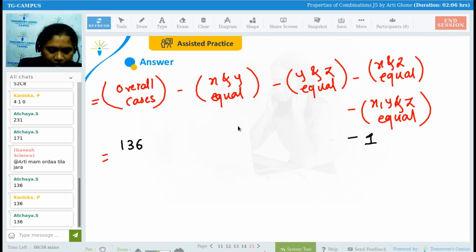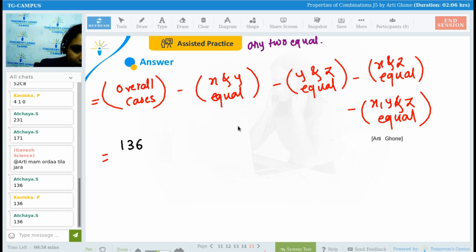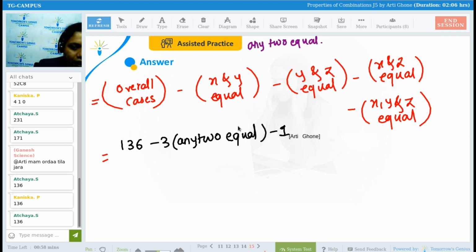Now, if I find any two are equal, see, I am just taking the opposite calculation, that any two are equal. So that will be applicable 3 times. Yes or no? So our changed pattern will be like this: 136 minus 3 times any two equal, minus 1. Getting or not? Clear? Whatever the count, if x and y are equal, the same is applicable for y and z equal, and for x and z equal. So I'm taking any two to be equal.